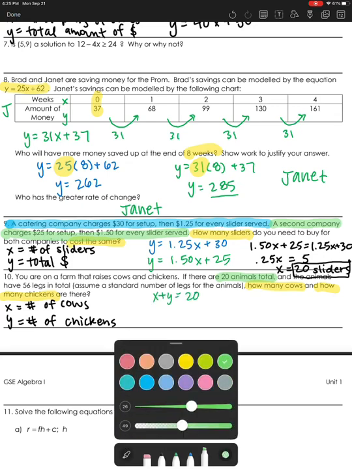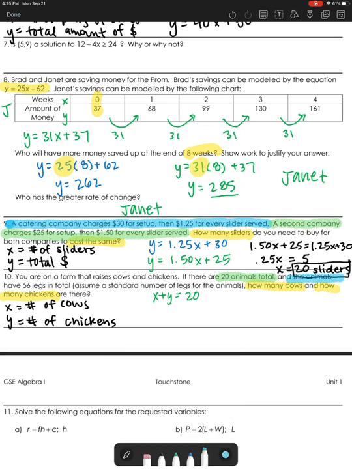And then we have, the animals have 56 legs in total. Okay, everyone has the number of legs that they're supposed to. So if you picture a cow and picture a chicken, in case you didn't know, cows have 4 legs, chickens have 2 legs, okay?